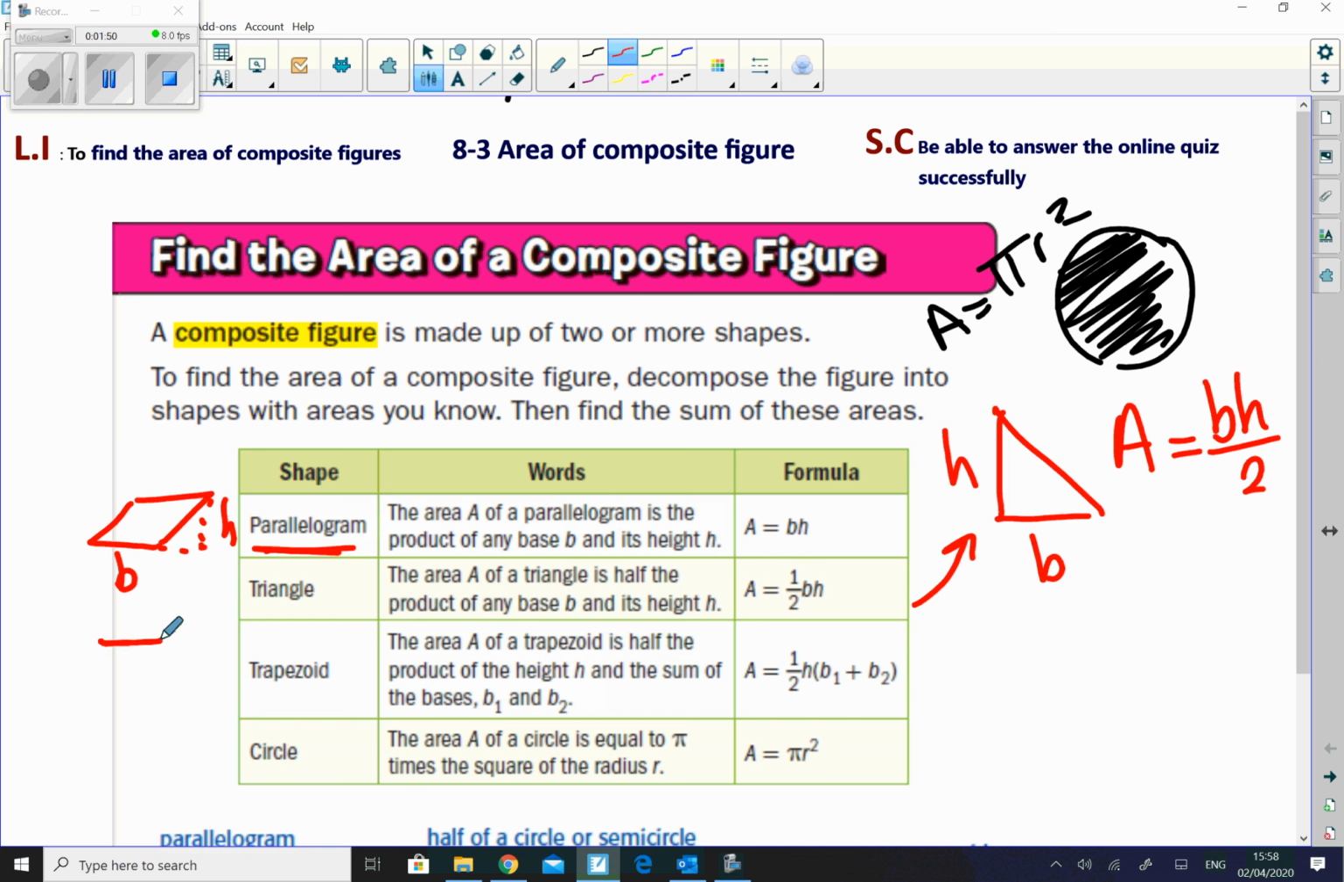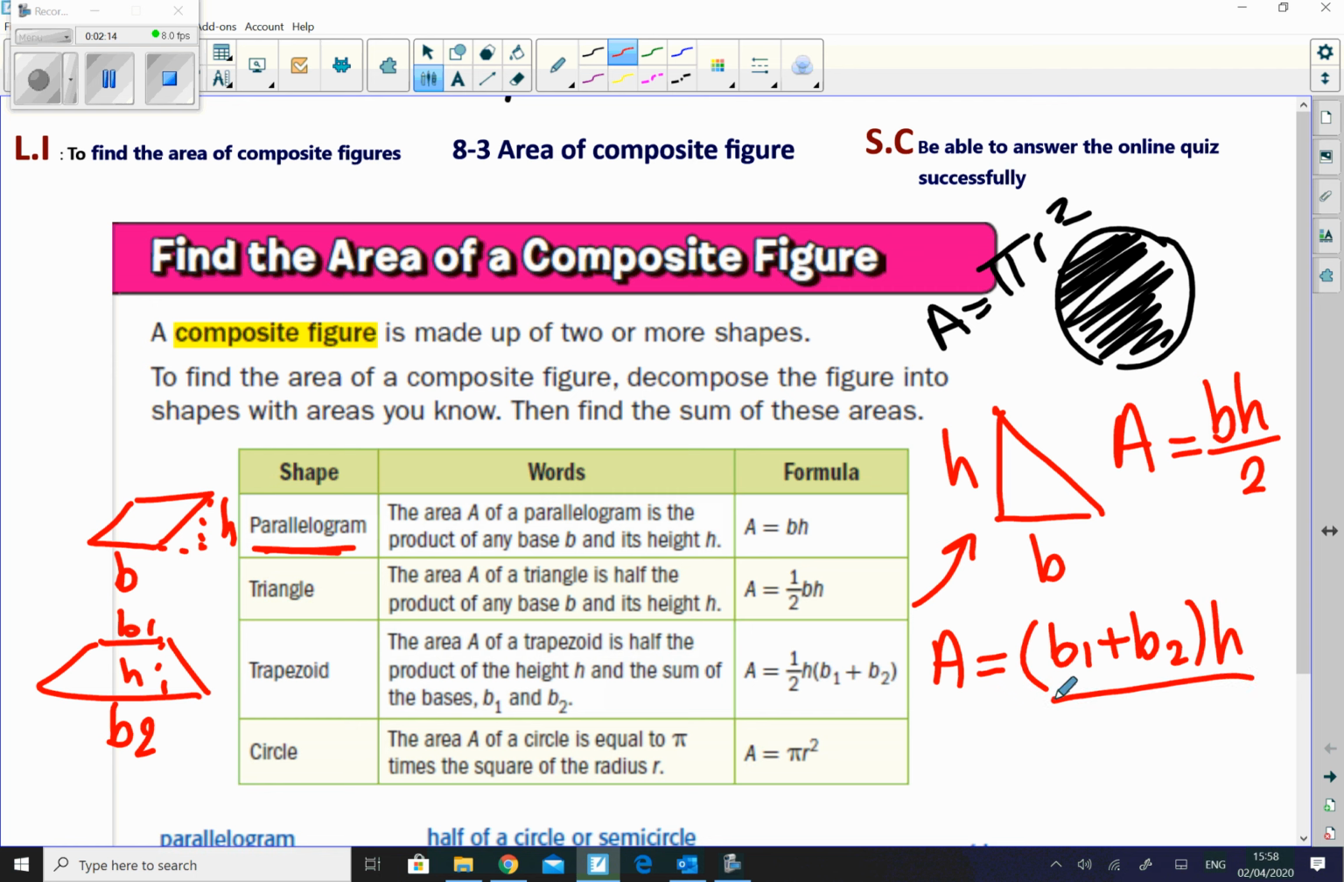And the trapezoid is something like this. Two bases, that's base 1 and that's base 2, and you have the height. So you are going to multiply height times base 1 plus base 2, divided by 2, all of it. It means that the area is equal to base 1 plus base 2, all of it, times height, divided by 2. And the circle, as we know, is pi r squared. So these are the areas that we need to memorize: parallelogram, triangle, trapezoid, and circle.